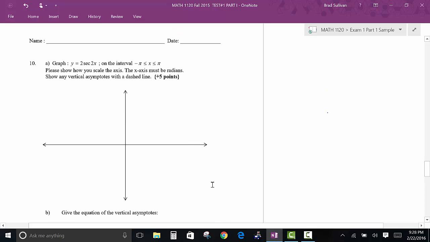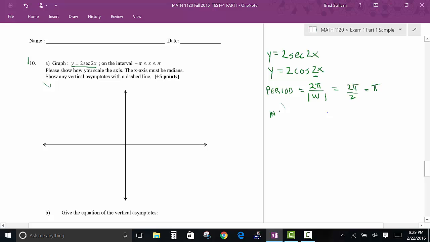Okay, here's another graph, a secant. Going down to number 10 now, we're going to be graphing this. If you're graphing y equals 2 secant of 2x, what you really need to focus on is graphing 2 cosine of 2x. Anytime you graph a secant, you want to graph a cosine. Anytime you do a cosecant, you want to graph a sine. So the first thing we want to figure out is the period. If you're doing a cosine, the period is 2 pi over omega. So that's going to be 2 pi over 2, with omega being the number in front of x. So that's equal to pi.